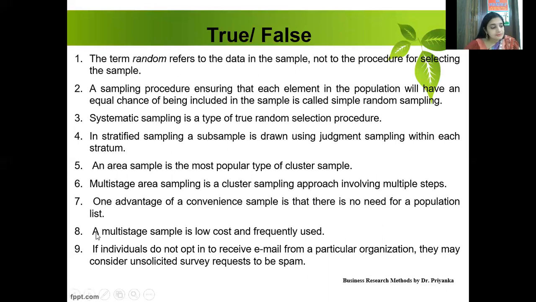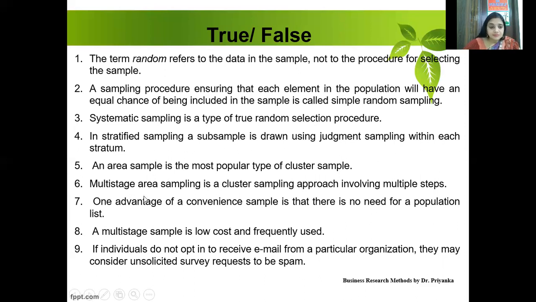So it is false. Fifth is, an area sample is the most popular type of cluster sampling. Yes, it is mostly used by research centers. So it is true. Sixth, multi-stage area sampling is a cluster sampling approach involving multiple steps. Yes, this is the same. This is actually the definition for multi-stage area sampling.